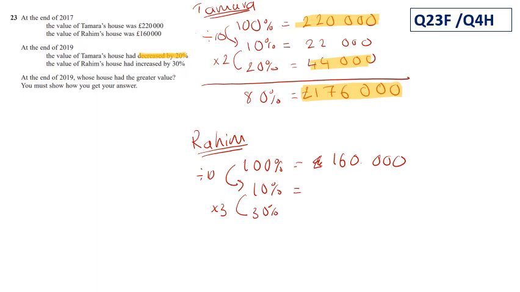So 10% of 160,000 is 16,000. And then to find 30%, we need to multiply that by 3. And that gives us a value of 48,000. And we know that the price increased by 30%, so we're going to add that 30% on to the original 100%. That gives us an overall value of 130%.